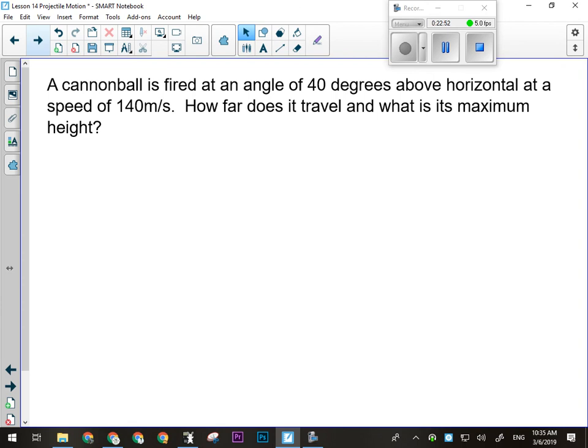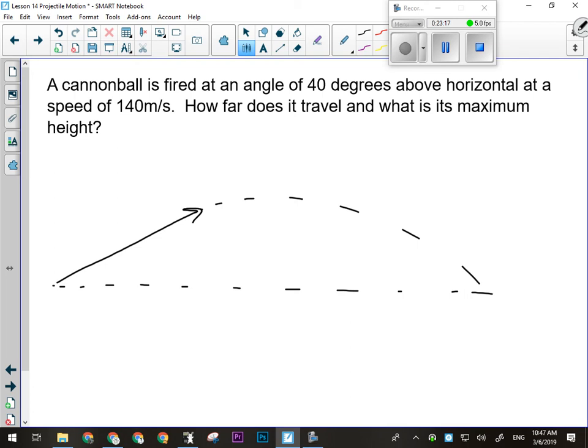Try this one. So I have a cannonball this time. It's fired at a 40-degree angle at a speed of 140 meters per second. I want the same two things you did just a minute ago for the general E. So looking at this one here, here's how it starts out. We got the cannonball fired at a 40-degree angle. And I know this doesn't look like a 40-degree angle, but that's fine. So 40-degree angle at 140 meters per second.